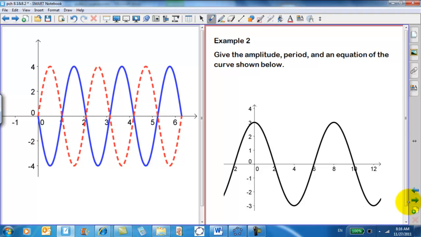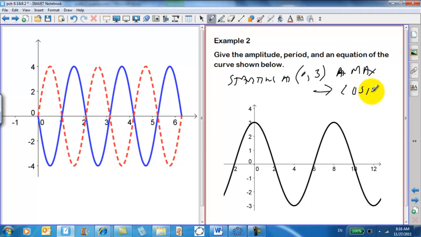Now, give the amplitude, period, and the equation of this curve shown below here. Wow. Well, it looks like it's starting at a maximum. So it's starting at 0, 3, a max. And the cosine usually does that, so let's use the cosine curve. Next section, we'll see how we could actually come up with a sine formula for this.